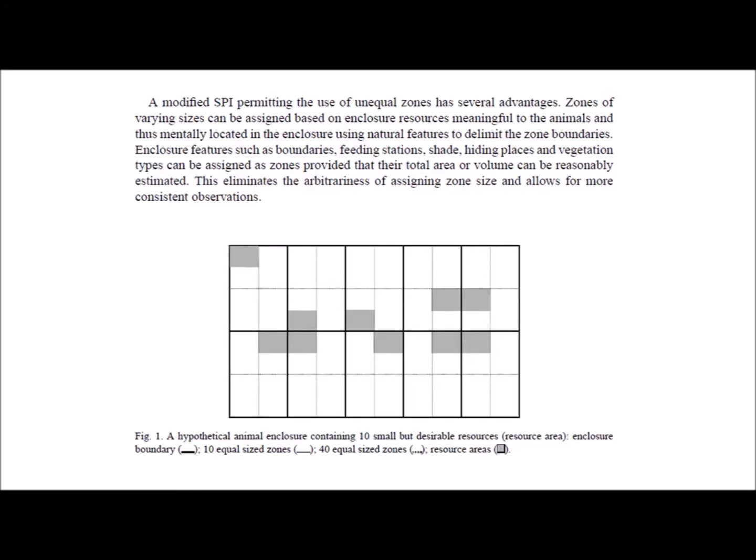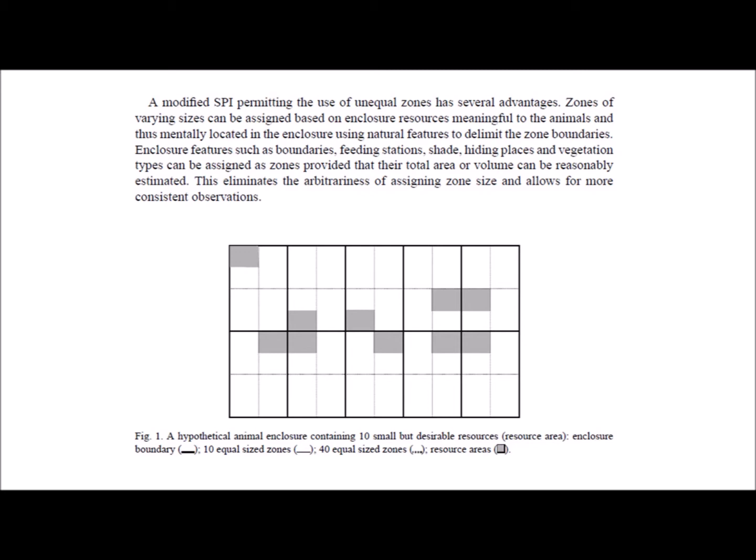There are helpful examples within this paper on the Modified Spread of Participation Index, which explain how to split the enclosure into zones, and what to do with areas such as boundaries or barriers that might be part of the exhibit, but not necessarily an area the animal is keen to inhabit. They still should be included in any calculations.